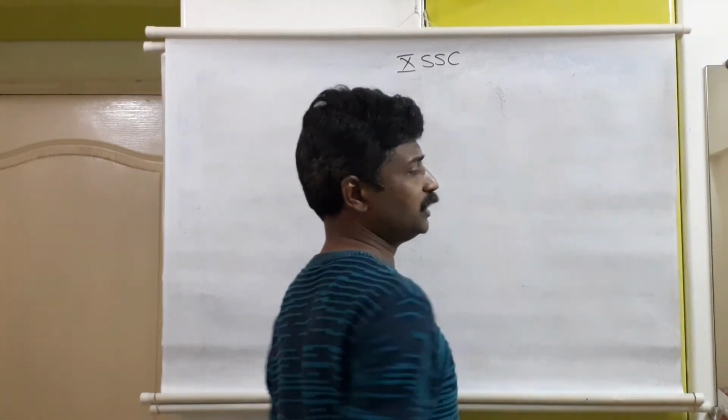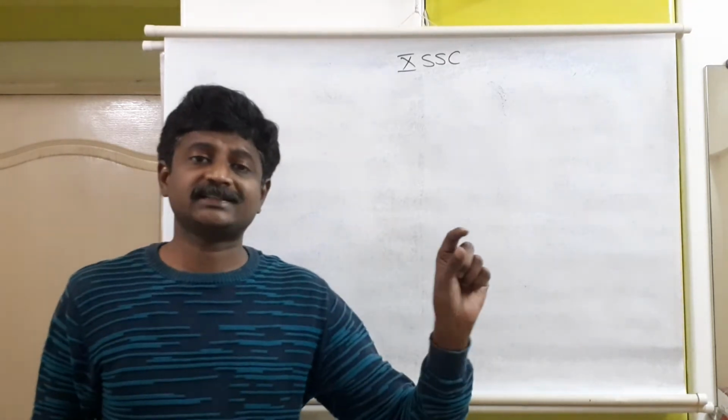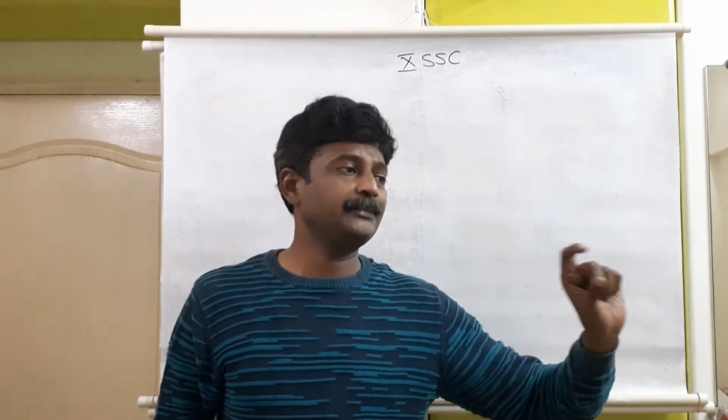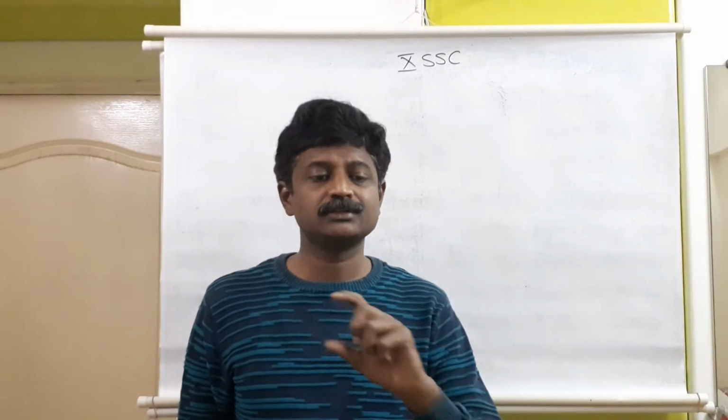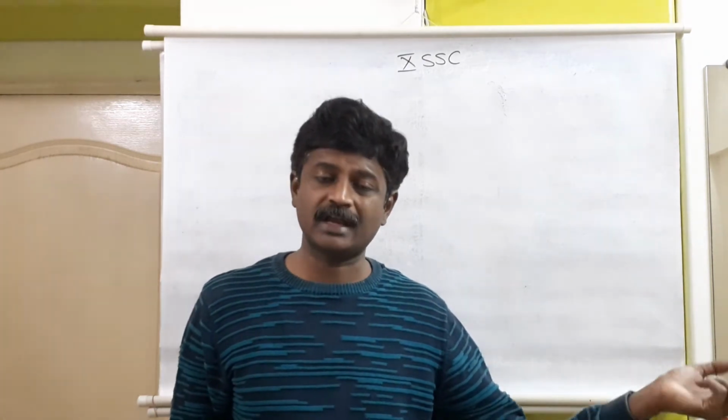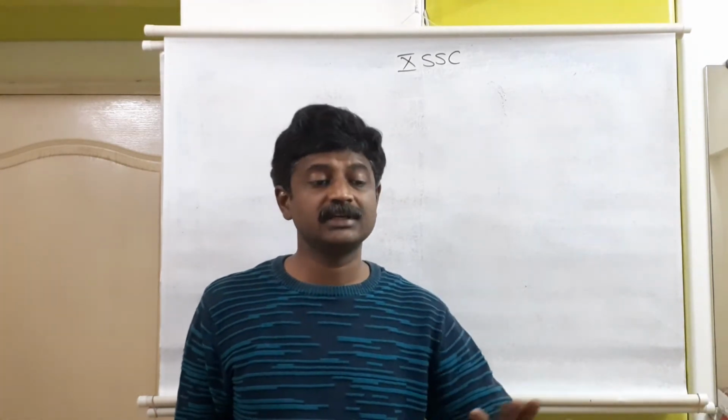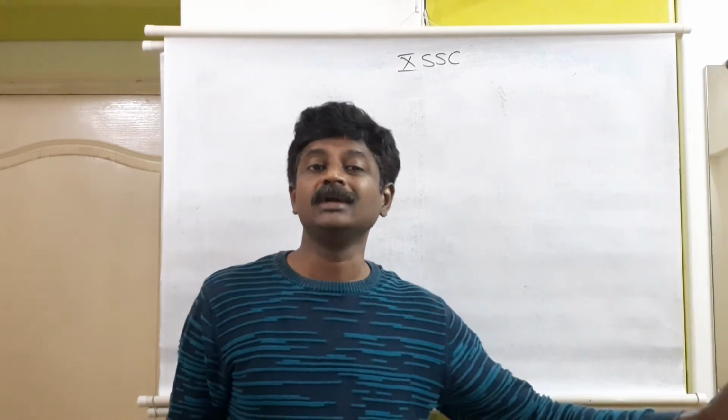Then the scale is important. Scale will come on both the axes. On the x-axis, 1 centimeter is equal to dash dash units. On the y-axis, 1 centimeter is equal to dash dash units. It depends on the given information that we have to consider.